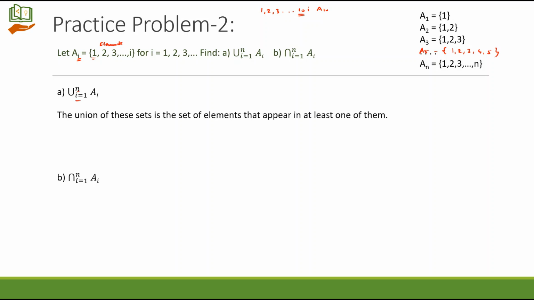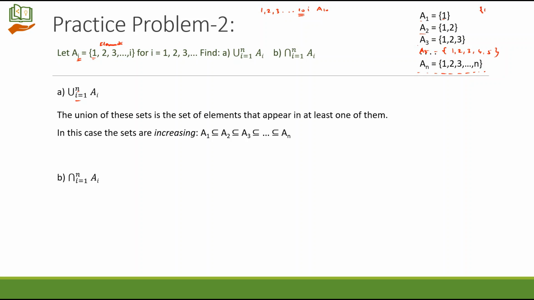Now we know the union of these sets is the set of elements that appear in at least one of them. When you take A1, you have 1. When you take A2, you have 1 as well as another element. When you take A3, you have 1, 2 as well as another element. Which set is having the maximum number of elements? The final set is having the maximum number of elements. In this case, the sets are increasing. A1 is a subset of A2.